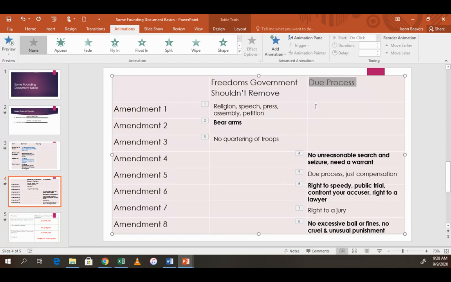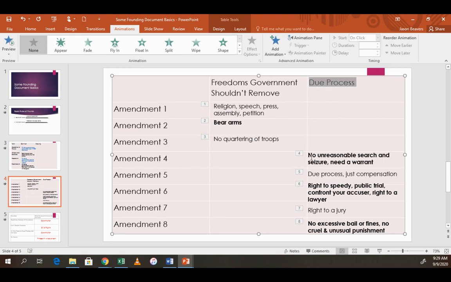Anywho, due process means if the federal government wants to convict you of a crime, they can't just throw you in jail and that's it. There has to be a process. You have to be charged, and you have to have a lawyer. You have to have a trial with a jury of your peers, et cetera. If they ever want to take anything from you, even your life, they have to go through a process. It has to be fair, and it has to be equitable, and nothing should be unreasonable.